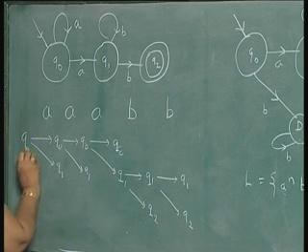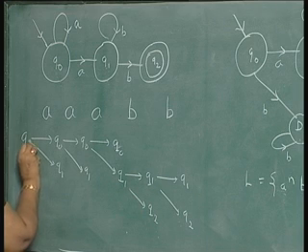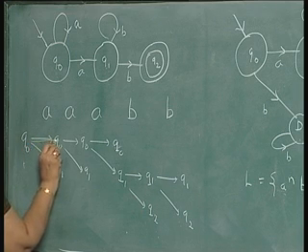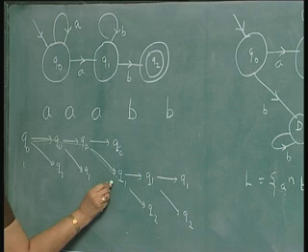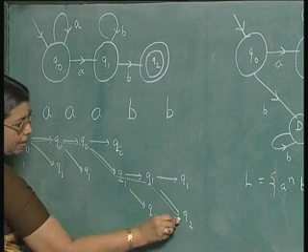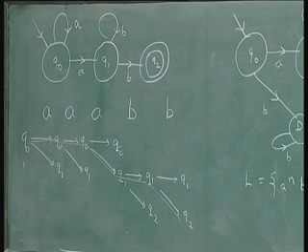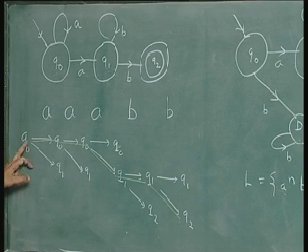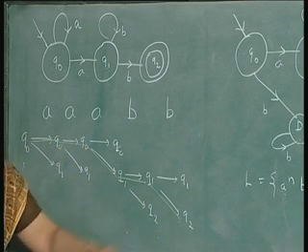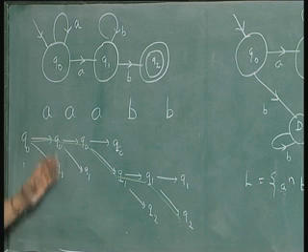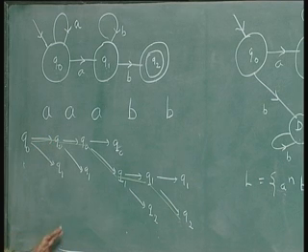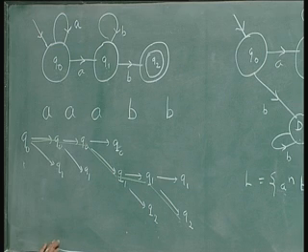So, the sequence of states which leads you to acceptance is here. This is the sequence of states which leads you to acceptance, Q naught, Q naught, Q naught, Q1, Q1, Q1. The other sequences may stop in the middle or it may go to a non-final state, does not matter. The string is accepted if there is one sequence of states which leads you to acceptance. That is the definition of a non-deterministic automaton.